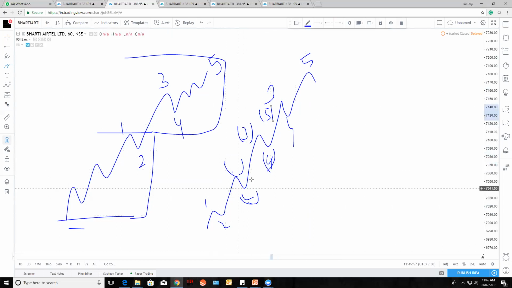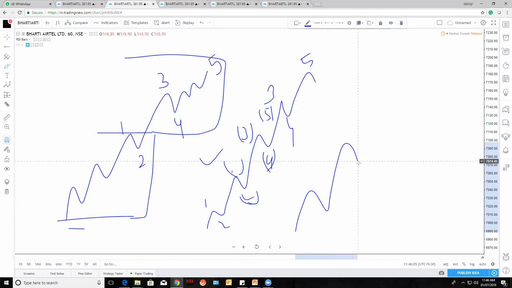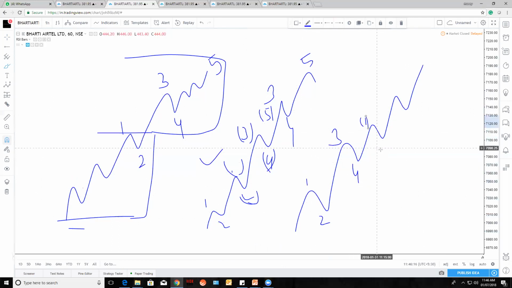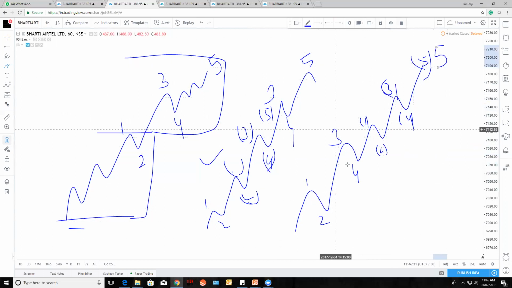Okay. Here it is a 3rd wave extended. Let's say here it's 1, it's a 5th, and the 5th wave is extended here. Let's say this is a 1, this is a 2, this is a 3, this is a 4, and internally that is 1, 2, 3, 4, and 5. Here the 5th wave is extended.